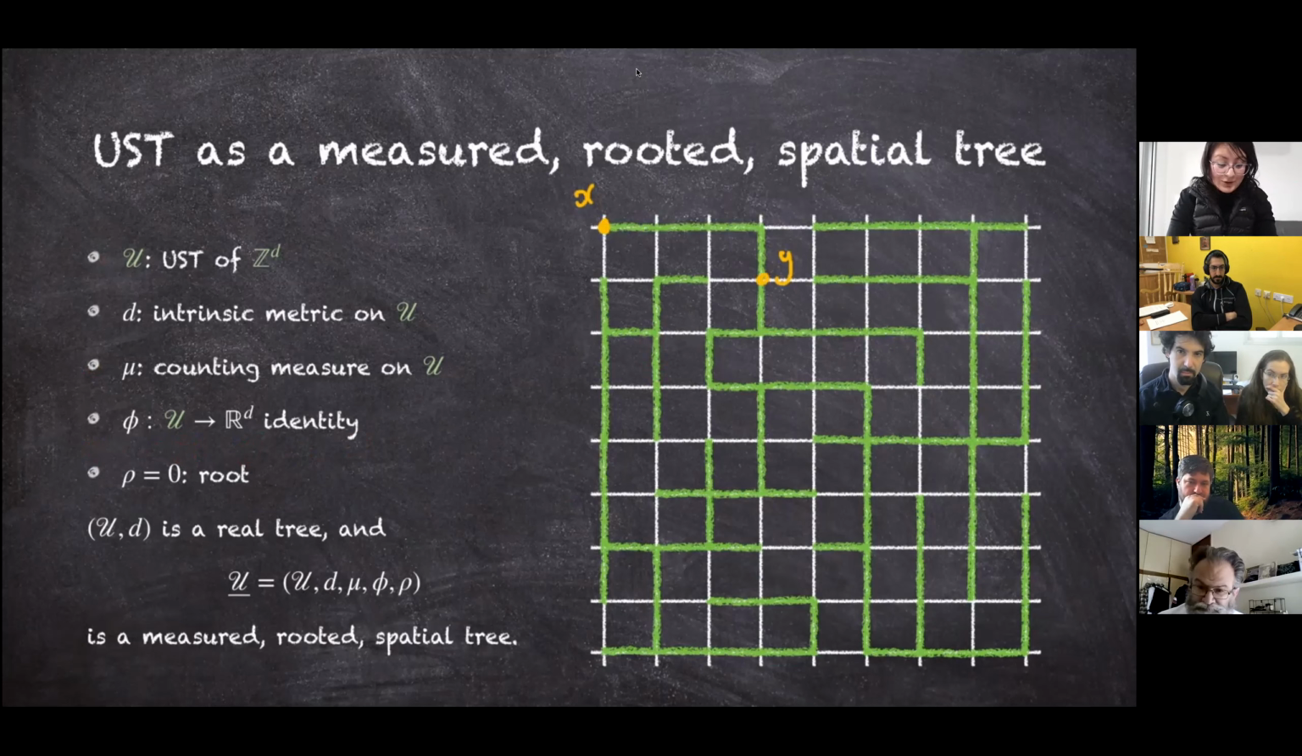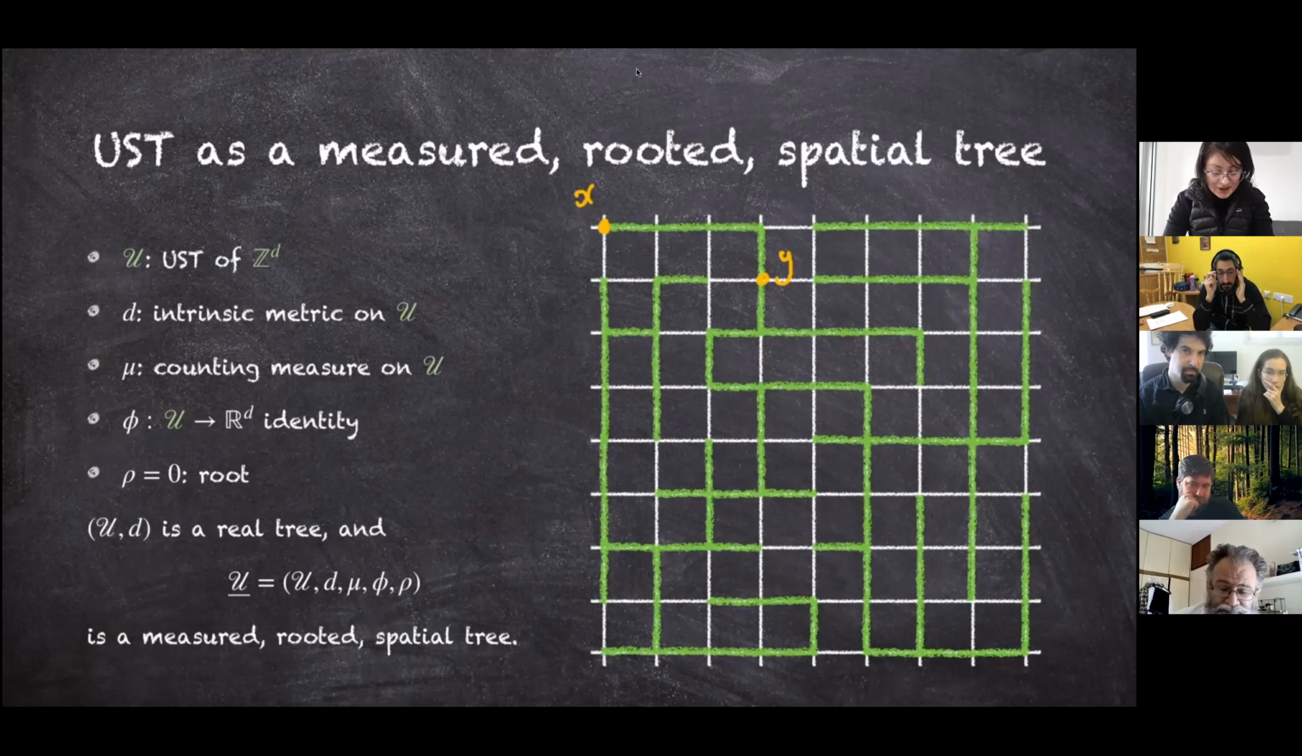And to be able to properly define every distance, as we consider this structure, it is convenient to have a root, so we are going to choose our favorite vertex 0 to be the root. So I obtain this tuple of 5 elements. I have my space with a distance, a measure, an embedding, and a root. And all these elements are going to define a measured rooted spatial tree.